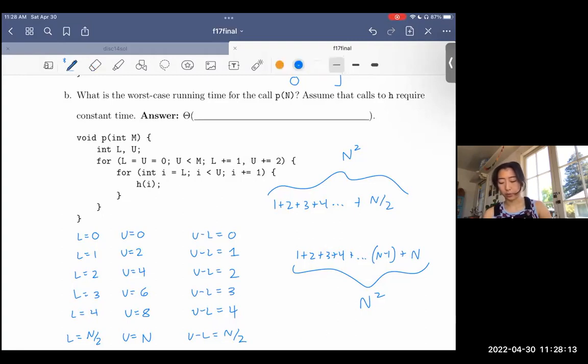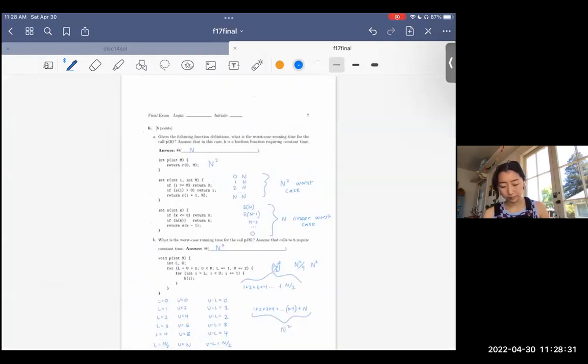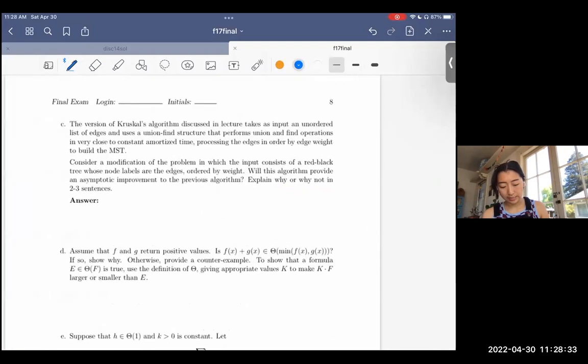And so we see that we're doing roughly N over 2 squared work, which is really just the same as N squared over 4, which is the same as N squared because we drop those multiplicative factors. And so the total work done here is N squared. Cool. Now we can move on to 6C.